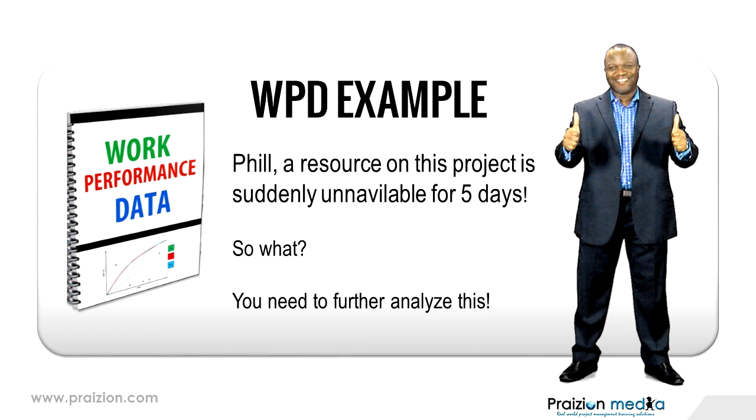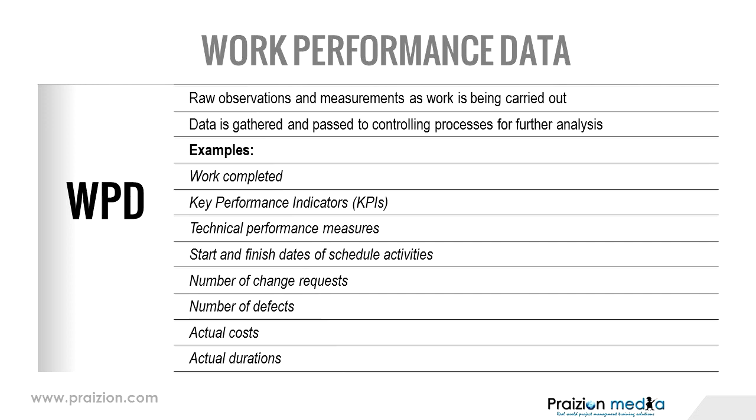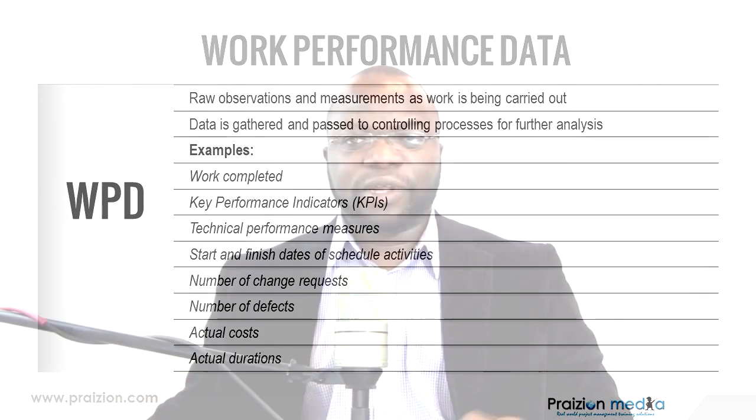When you have now analyzed the relevance of Phil's not being available, we then call that work performance information. So the work performance data that you see on the screen here is good. It's okay. The measurements that we glean are fine. But if we have not weighed what the implications are, it's just data. We need to go to the next level, information.